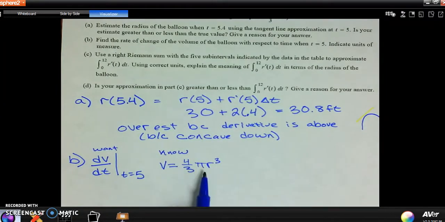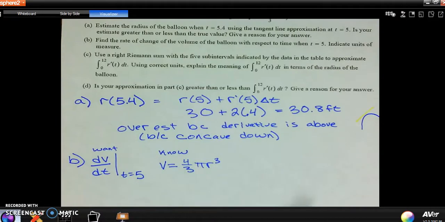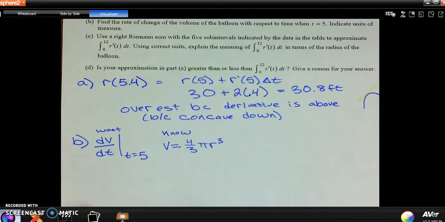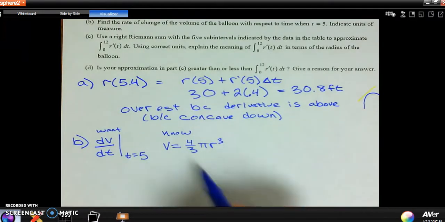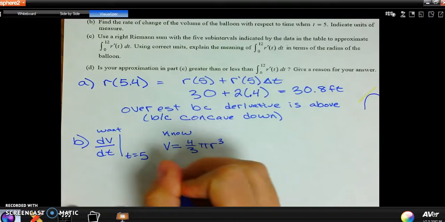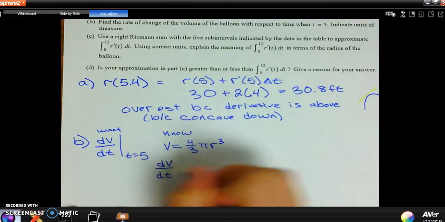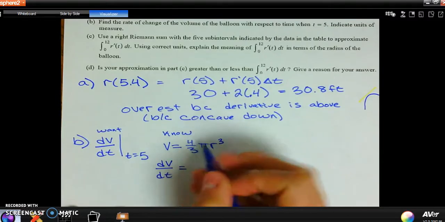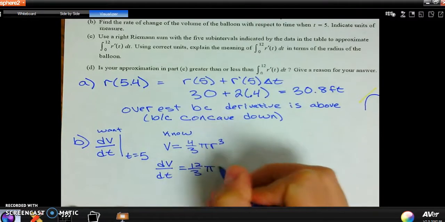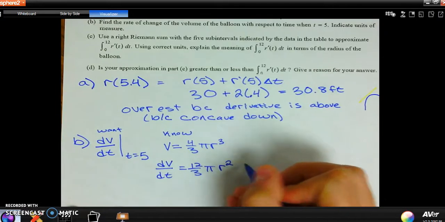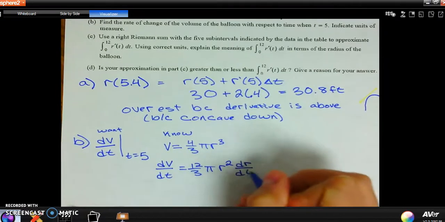Now notice with this volume, you will not need to use product rule when you take the derivative here because this pi is not a variable. It's not like the formulas that have height and radius where you have to use product rule. This pi is a constant, so you will not need product rule there. And we're going to go ahead and take the derivative of that because we want to know how that's changing. So the derivative of the volume with respect to time is going to be this times this, which gives you 12 over 3 pi r squared. Use implicit differentiation there, so you tack on that dr dt.